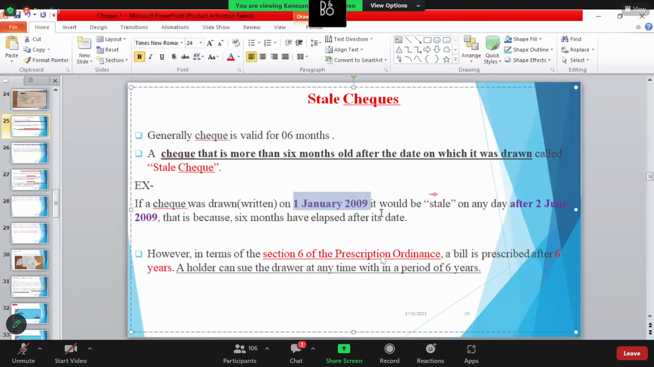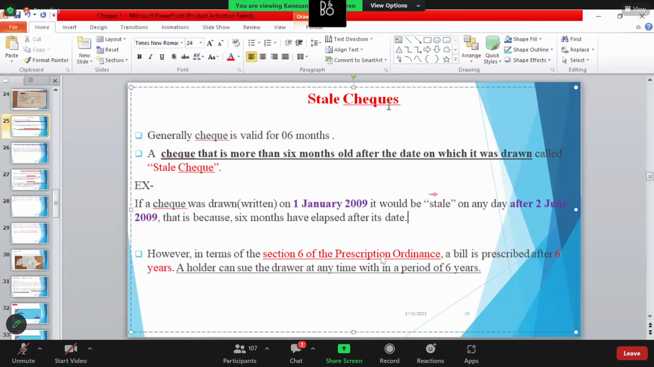See the expiration period in 2009, from January 1st to January 31st, one month, then February, then March, then April, then May, then June. So after 2nd of June, it was written on the 1st, no? Then the next day, 2nd of June, the particular check is an expired check.